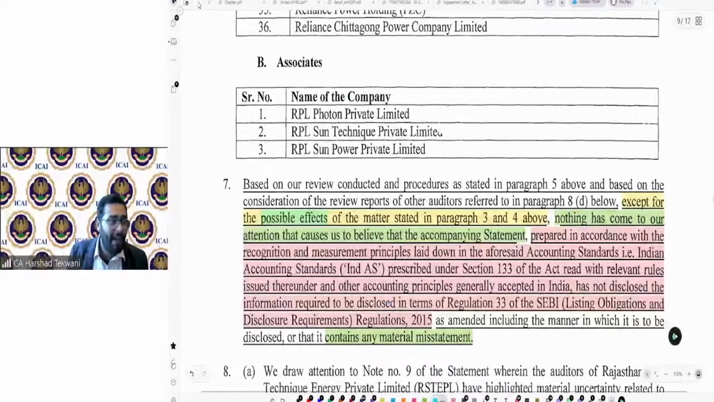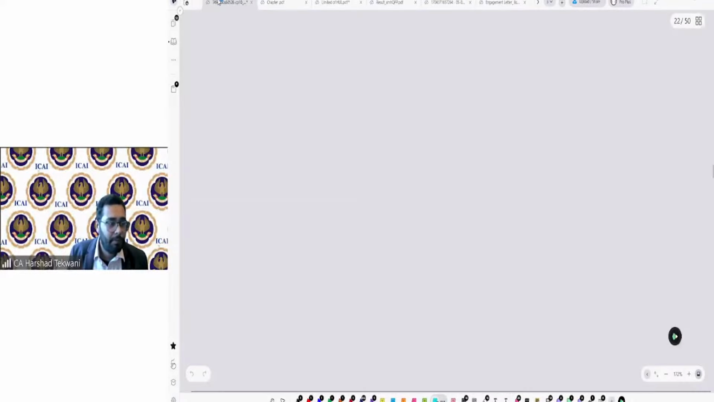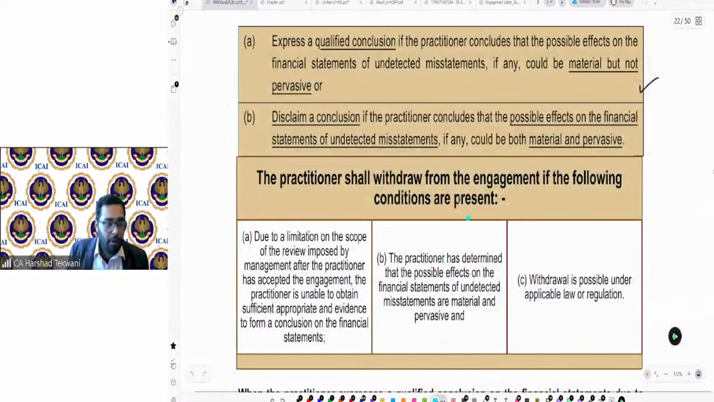In the way we had here, the possible effects. See, possible effects. On similar lines, we have the term possible effects over here.